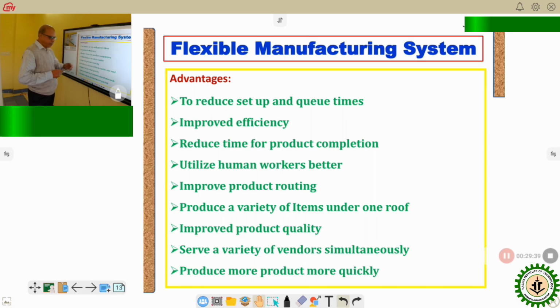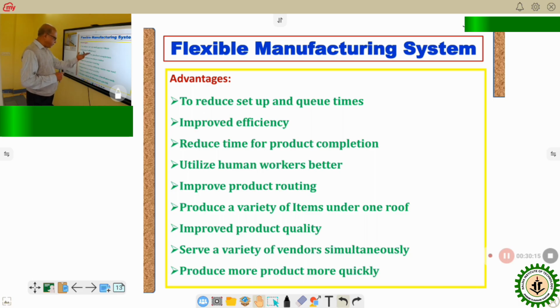Utilize human workers better. Since day-to-day machine activities or housekeeping activities do not need to be taken care of by the human operator, humans can be deployed for better work or activities which require more intelligent decision making or critical thinking. Produce a variety of items under one roof. This is the main objective from the business perspective. Different variants can be manufactured under one roof without any addition or alteration of the physical systems of the machines.